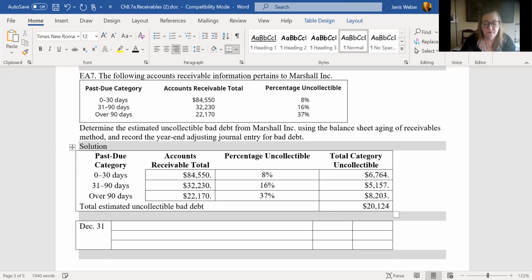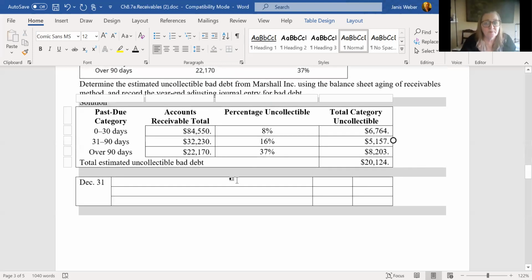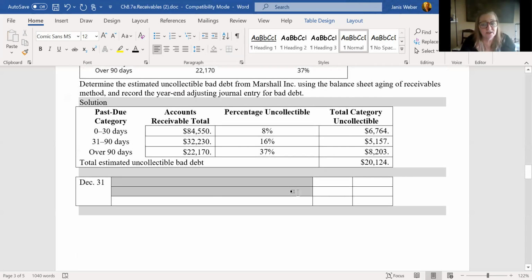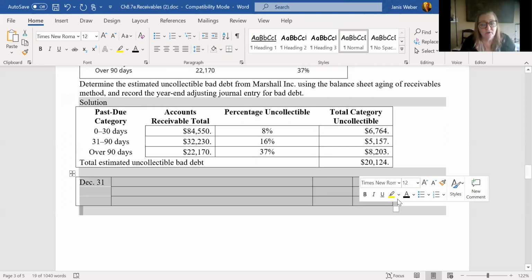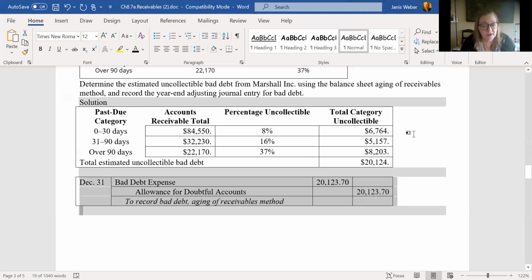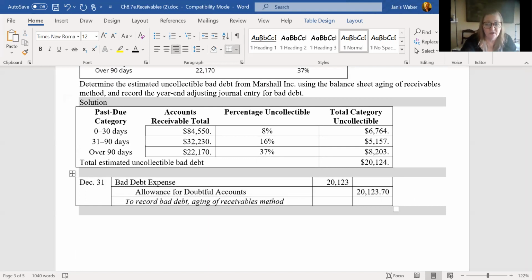Just getting rid of the cents. Total estimated uncollectible bad debt is $20,124. Now, if you had a balance in your ADA account, you'd have to adjust it to equal $20,124. But since they have not given us a balance for our ADA account, we're assuming the balance was zero, so we post the entire amount of the bad debt as a debit to bad debt expense and a credit to allowance for doubtfuls. Okay.